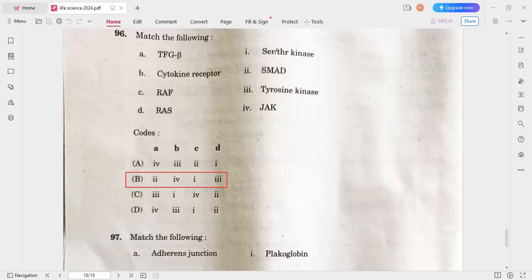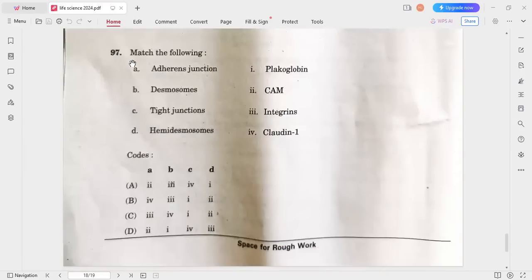Okay, now move on to the next question, question number 97. This one is also match the following. It is about cell junctions: adherens, desmosomes, tight junctions, hemidesmosomes. The answer for question 97 is option D: adherens junction, CAM; desmosomes, plakoglobin; tight junctions, Claudin 1; and hemidesmosomes, integrins. Option D is the correct answer for question number 97.